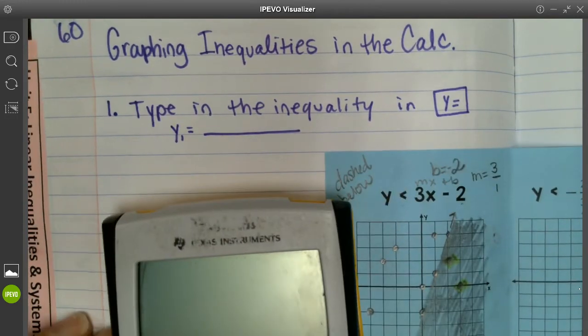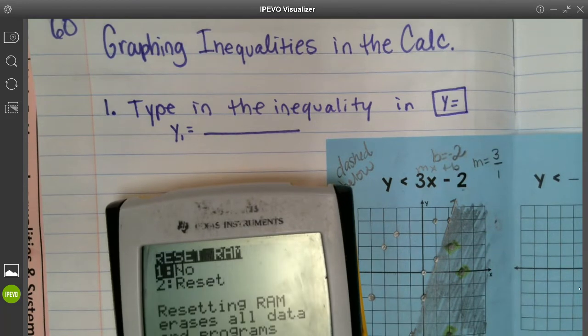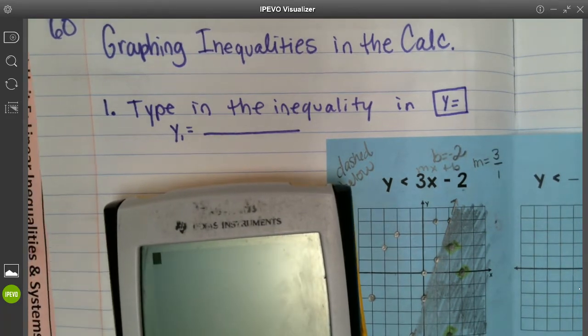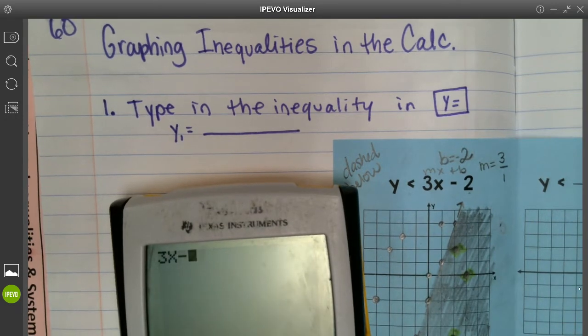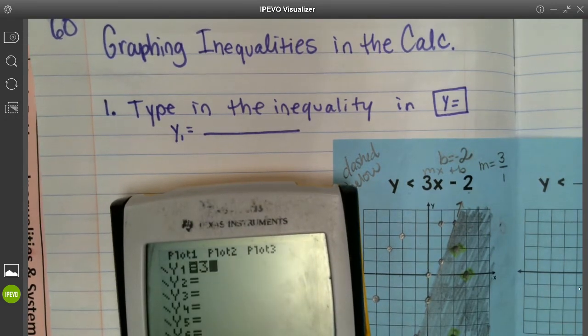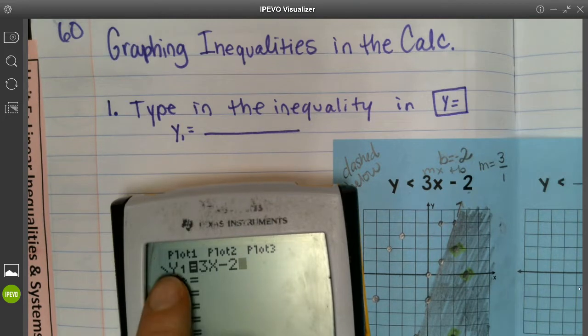So let's go. I'm going to clear out the memory in my calculator. Second plus 7, 1, 2 to clear out the memory in your calculator. And I'm going to put this one in. Go to y equals 3x minus 2. And this is just going to plot the line.